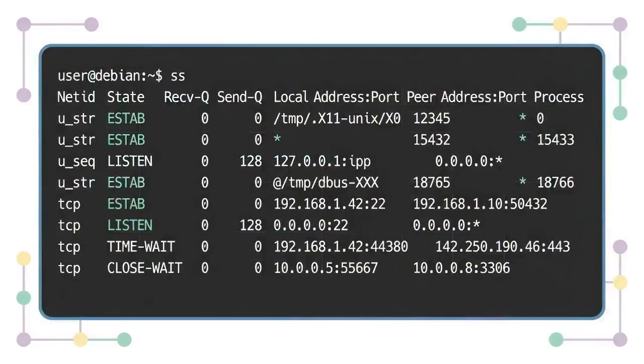Running ss with no arguments dumps every active socket on the system, TCP, UDP, and UNIX domain alike. The output columns identify the protocol, current state, queue depths, and the local and remote address and port pairs. This wall of data is useful but overwhelming, which is precisely why we reach for filtered views next.